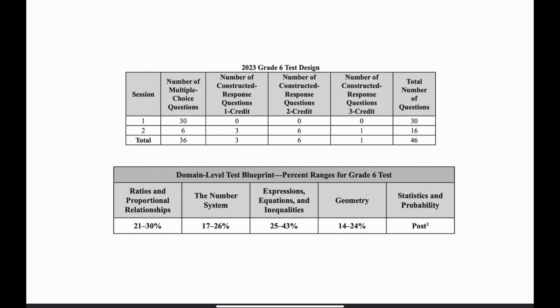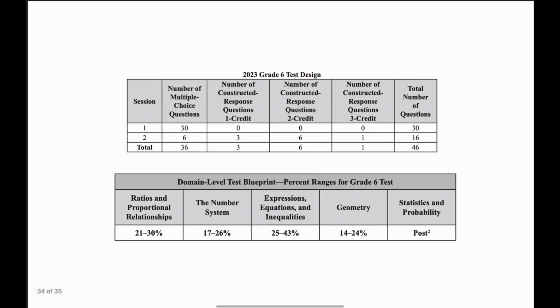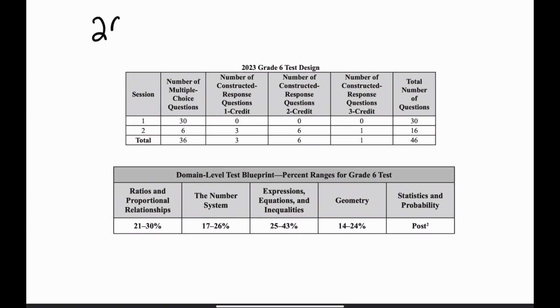Okay, so this was based on the 2022 exam. I'm going to tell you what's going to be on the 2023 exam for New York State. First things first, here's the design of the test. There are 46 questions. On day one, you're going to have 30 questions, all multiple choice, and on day two you're going to have 16 questions, which will be made of multiple choice and 1-pointers, 2-pointers, and another 3-point question. So this will be the new makeup.